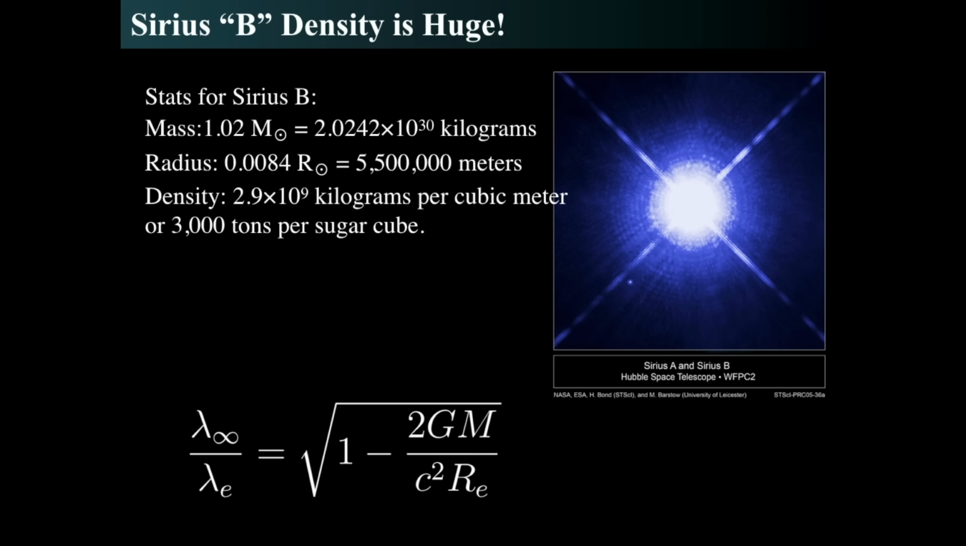All right, so therefore we know the density is enormous, because the mass is 2 times 10 to the 30 kilograms. The radius is about 5.5 million meters, and that gives a density of about 3 billion kilograms per cubic meter, or approximately 3,000 tons per sugar cube, which is huge. That's a huge amount of mass. That is a huge, huge, huge density for such a tiny object.